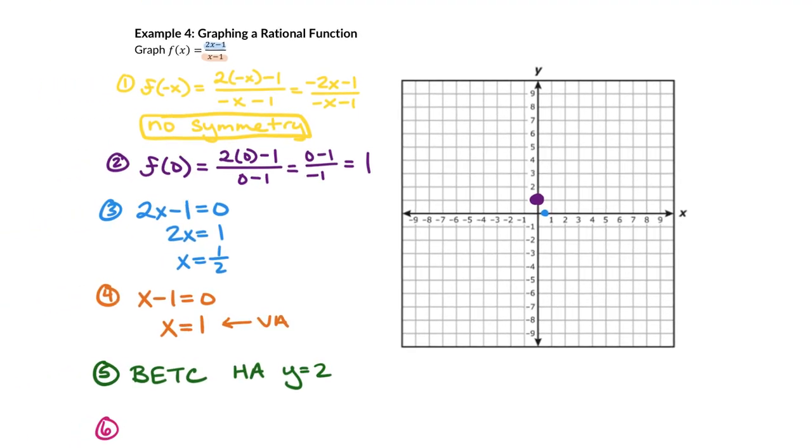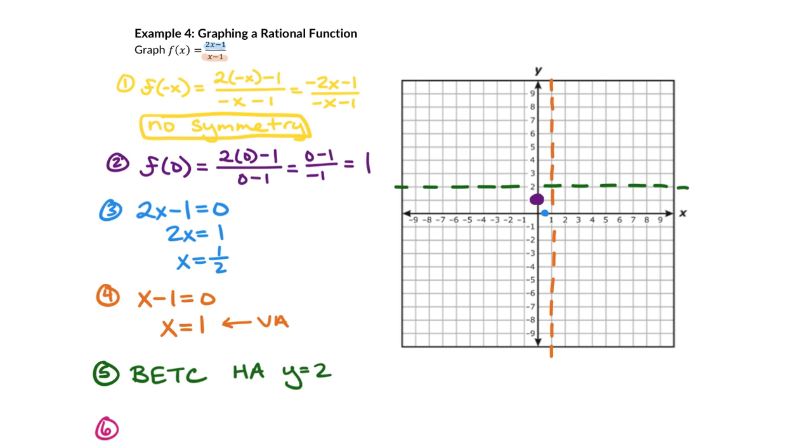I know that I have a vertical asymptote at 1. So I'm going to come in and draw a vertical asymptote in orange on my graph on the line x equal to 1. I also know from the green step that I have a horizontal asymptote of 2. So I'm going to go horizontally on the line y equal to 2 and draw a horizontal asymptote.